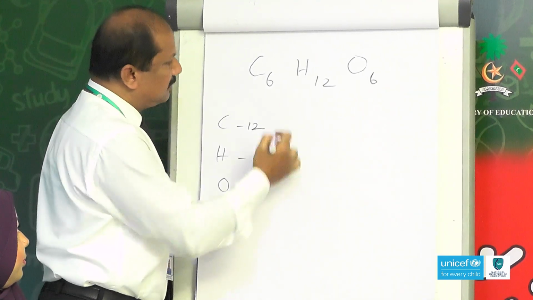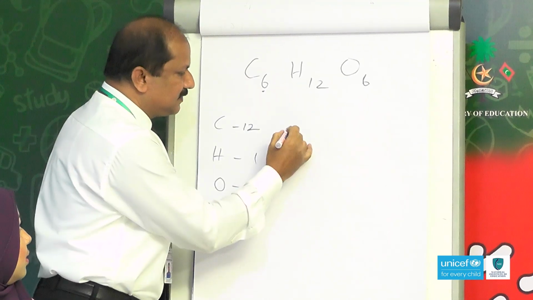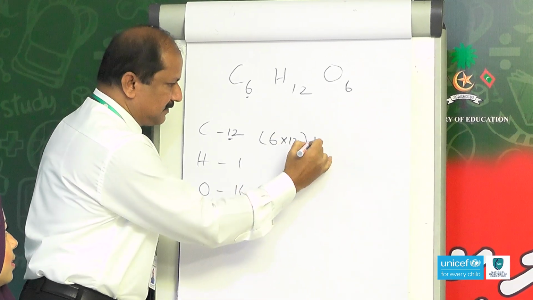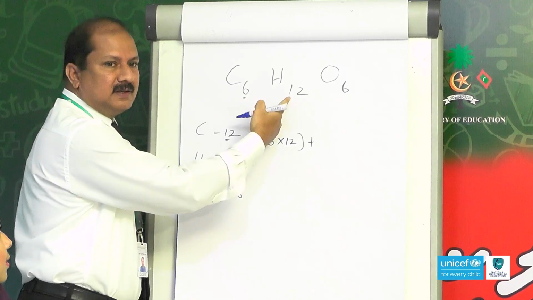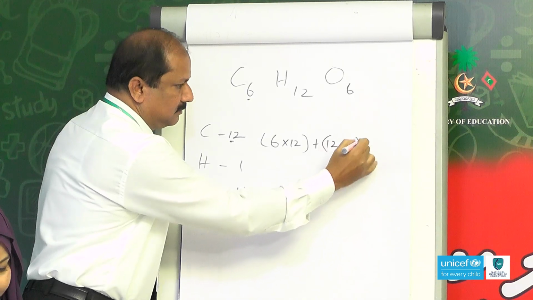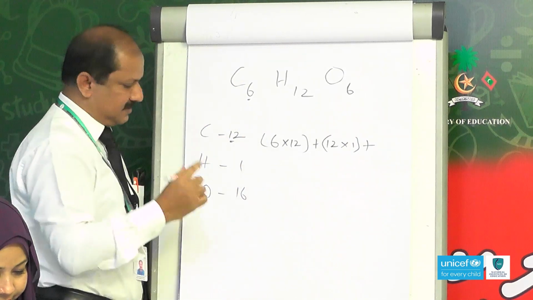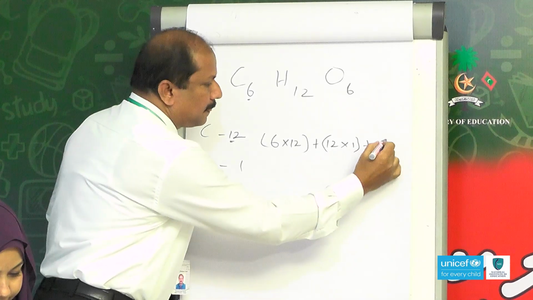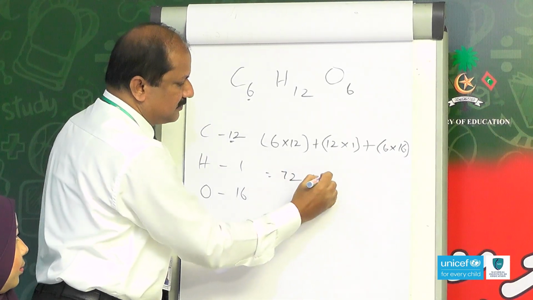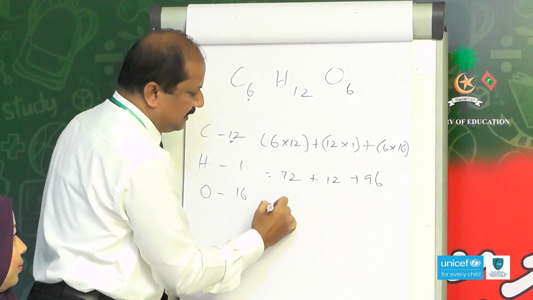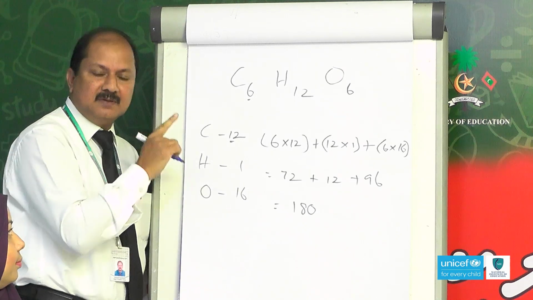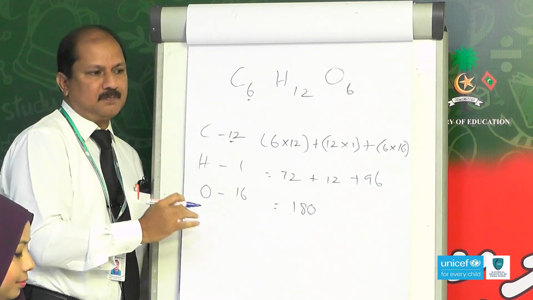We will go for carbon first. How many carbon atoms here? 6. So 6 multiplied by the atomic mass, 12. Put a bracket. Plus, next one, hydrogen. How many are there? 12, and the atomic mass is 1. So 12 into 1, plus oxygen, how many are there? 6, and the atomic mass is 16, so 6 into 16. This one is 72, this one is 12, and this one is 96. So what is the answer we are getting? 180. It's simple and straightforward, but you need to know the molecular formula of glucose, then you can do it. It's a very easy question.